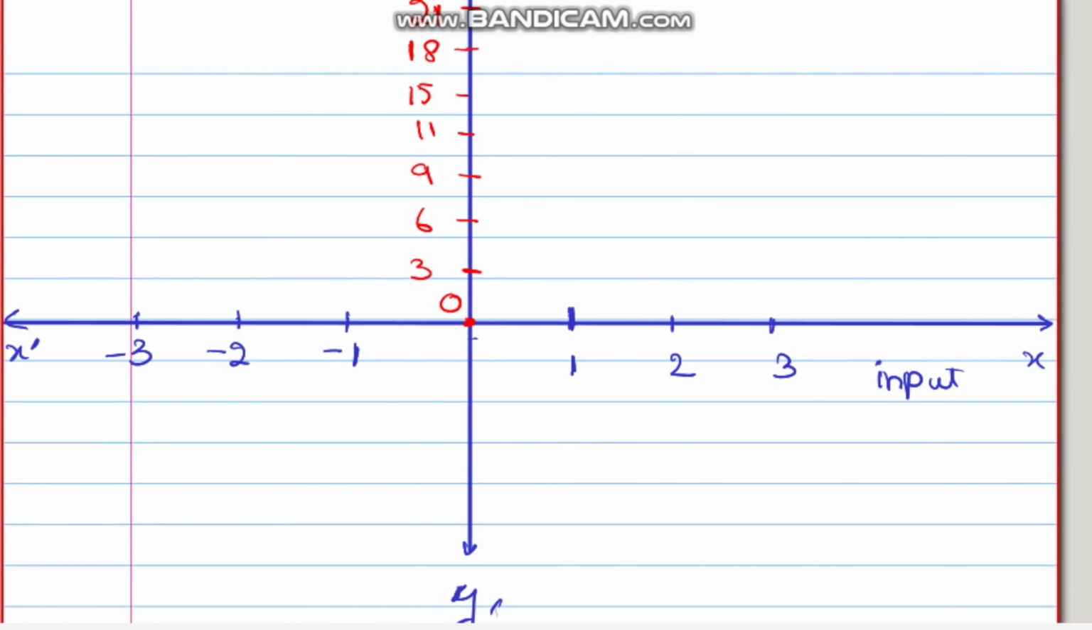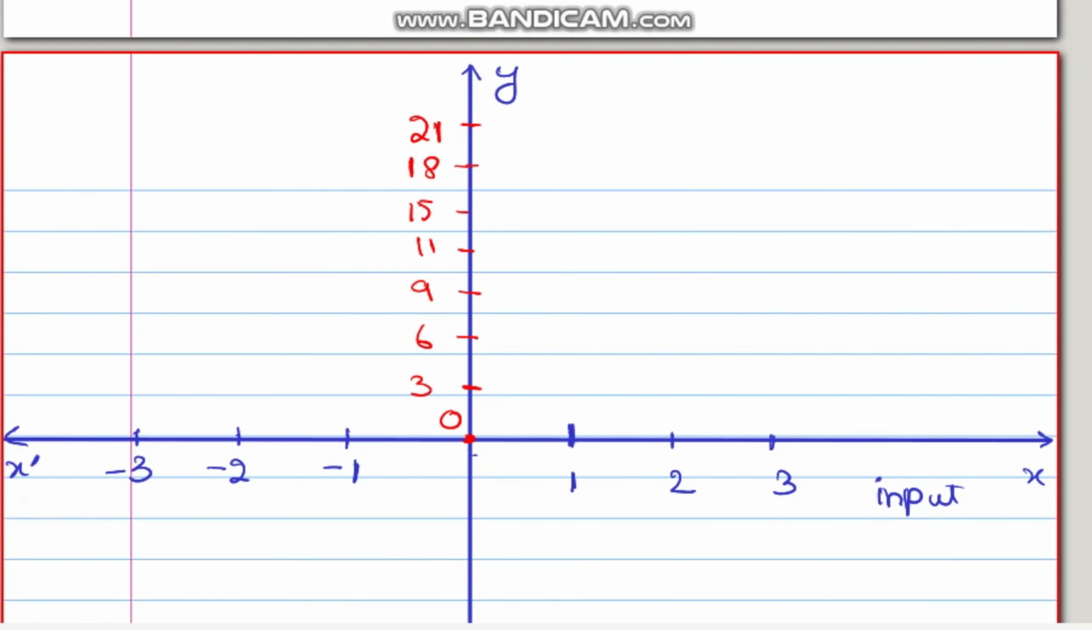Now just go vertical from the point x equal to minus 3, like this. We are going vertically. To which point should I go? I should go till the height of 21. Sorry, the line is not straight. Let me make it straight.